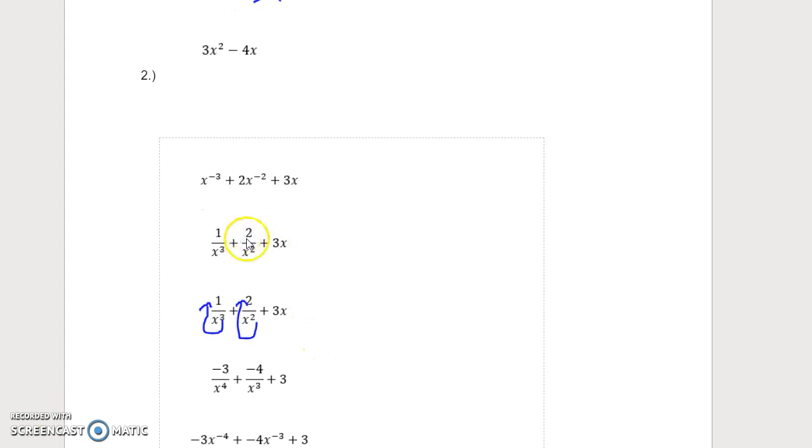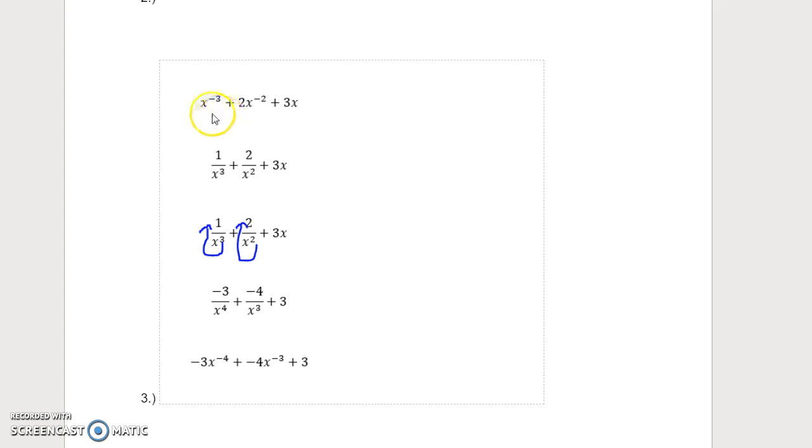And finally, we have number 3. This one's a bit bigger. We have x to the negative third plus 2x to the negative second plus 3x. Now something that we need to remember is that when there's a negative exponent, that actually just means it's the divisor in a fraction.